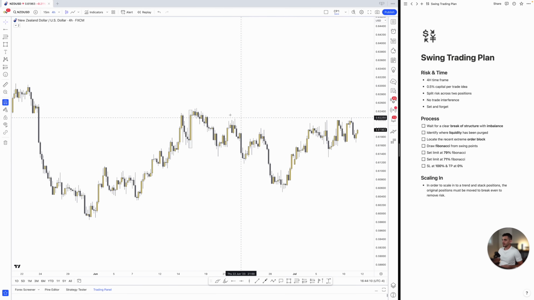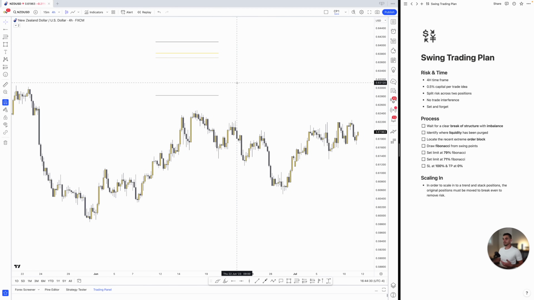And I did that using all the things that were taught in the course about market structure, order blocks, imbalances, etc., liquidity concepts, all of those things, but with a much more simplified entry process. And all that entry process is the Fibonacci tool. It's so simple, guys. It's really kid stuff when you look at it. Very, very simple.